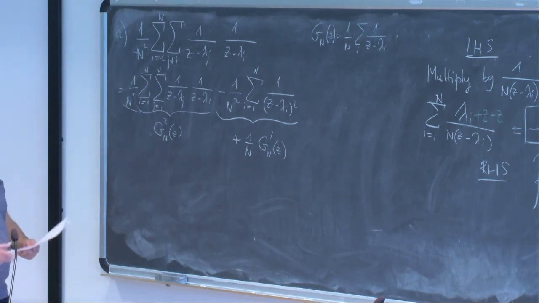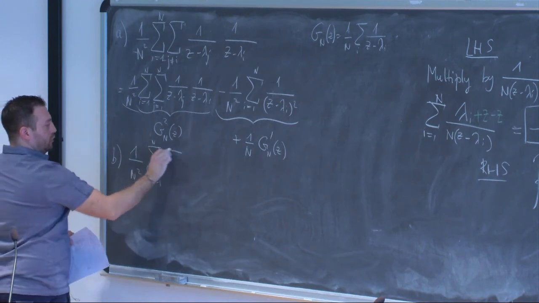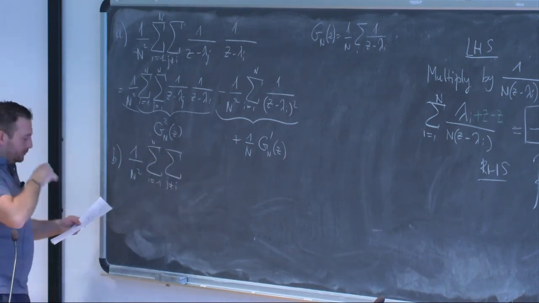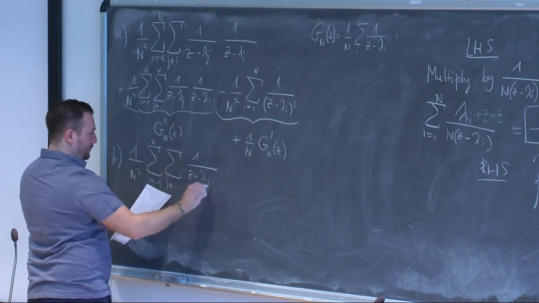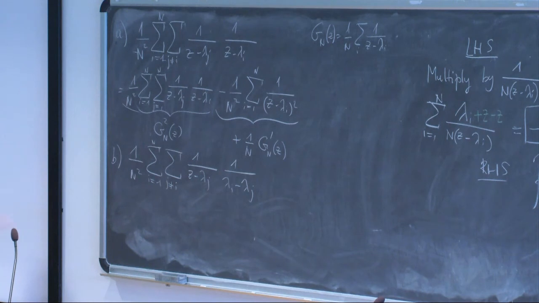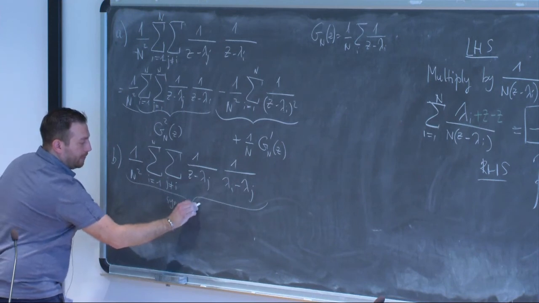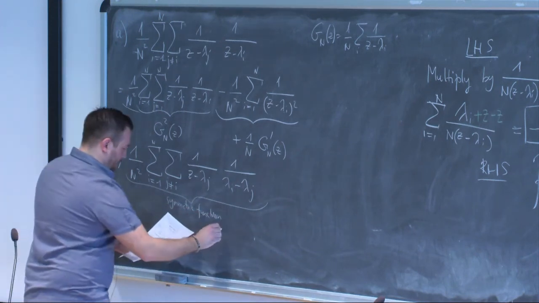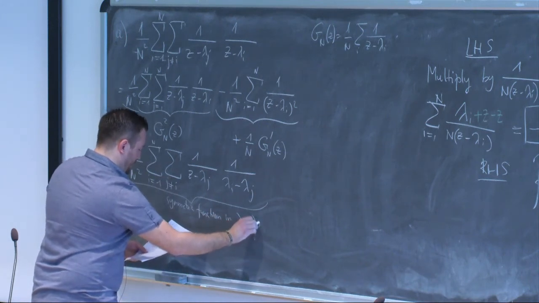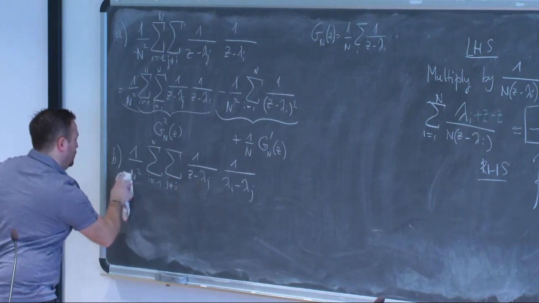So B is equal to what? It's equal to 1 over n square summation over I 1 to n summation over j different from I, 1 over z minus lambda j, 1 over lambda I minus lambda j. Now, I will ask you to convince yourself that this object is a symmetric function in lambda 1, lambda n. Well, it's best if I actually do it.